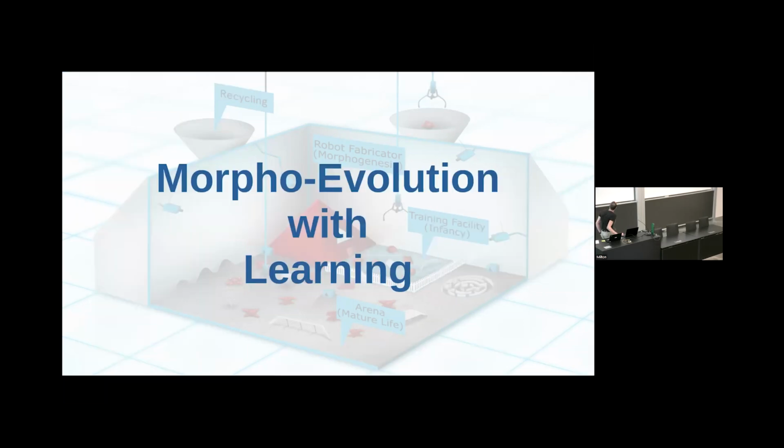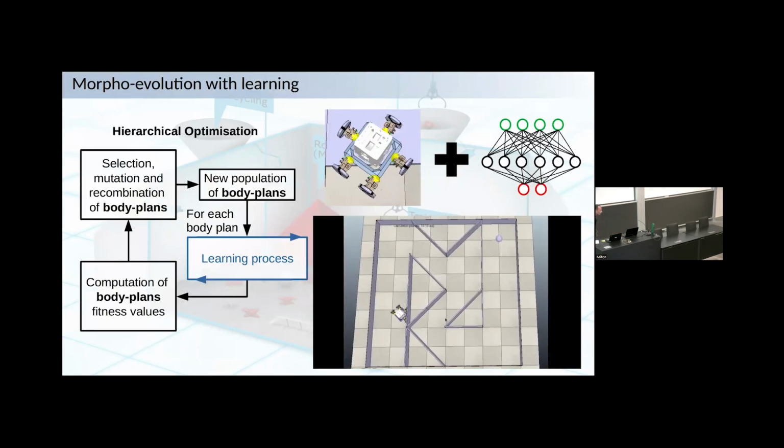So now, how do we evolve these robots? Now we can physically build robots, and we can simulate them. So how do we optimize them? As presented by Gus just before, we are using something I call morphoevolution with learning, where we jointly optimize the design, the body plan of the robot, but also its controller, which in our case is a neural network.